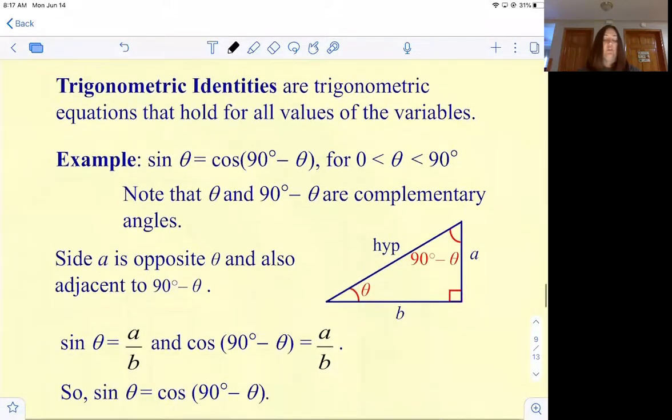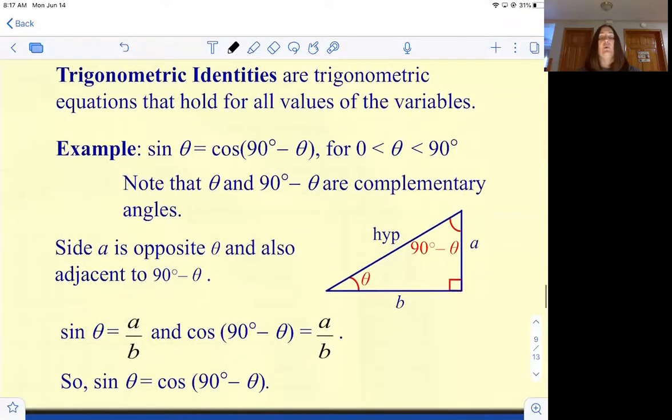So what's new? Sine and cosine: if you look at 90 minus theta and theta, they're what we call complementary angles. Complementary angles are two angles that add up to 90 degrees. If you think of a right triangle, that means this angle has to be 90, so the other two have to add to 90. So those other two angles are complementary.